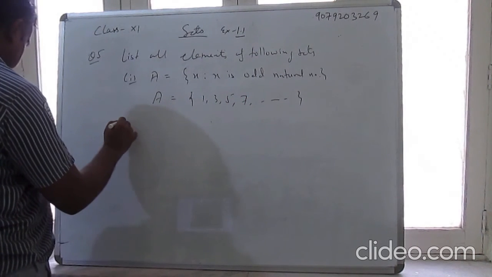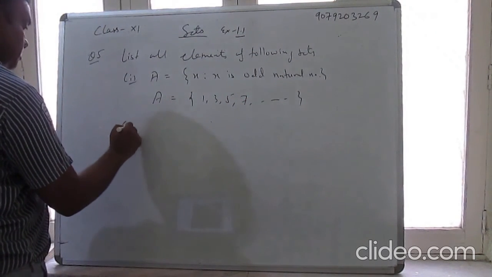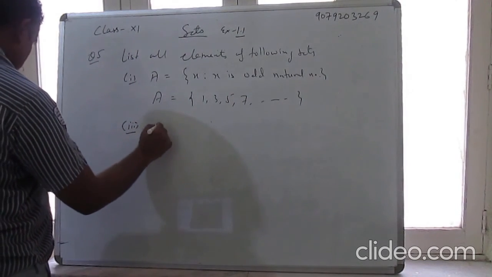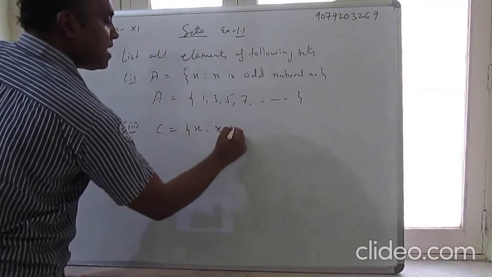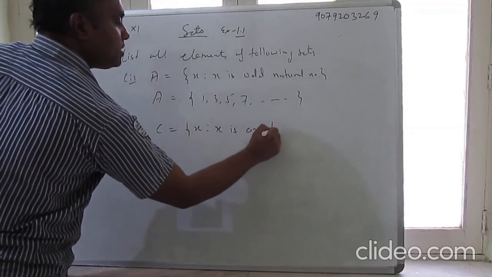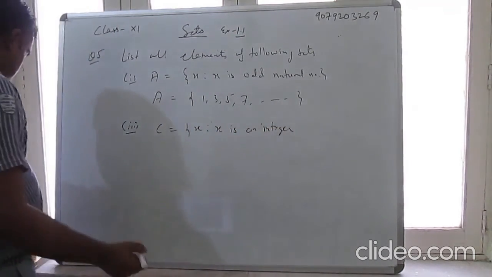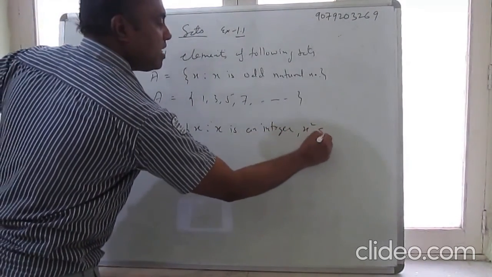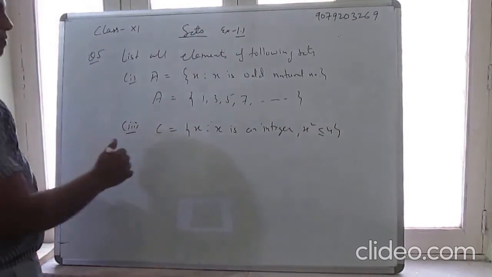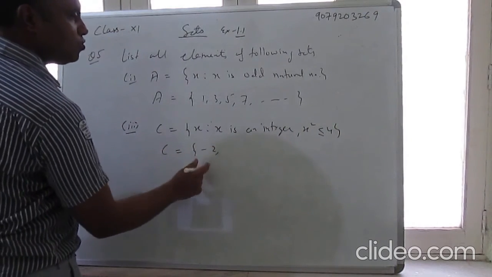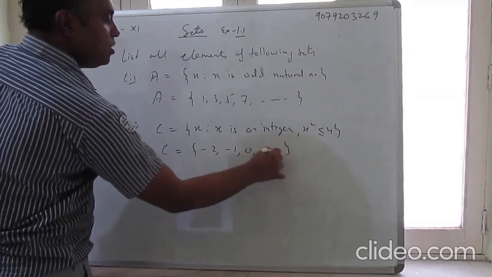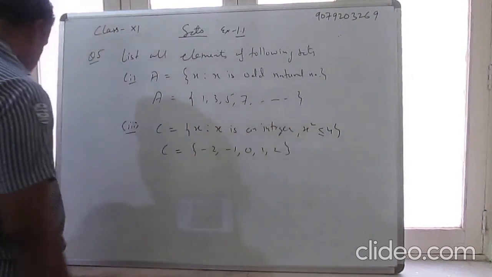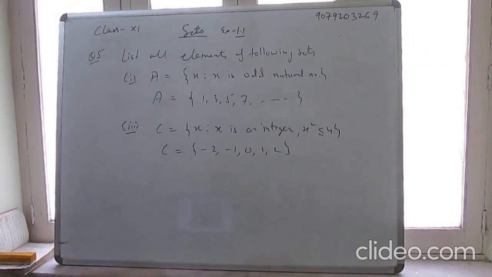Now, third part. C is equal to the set of x such that x is an integer where x square is less than or equal to 4. Integers can be negative numbers also, so you can write: the square of -2 is 4, then -1, 0, 1, 2. These are the integers which possess this property. So in this way you have to list the following.